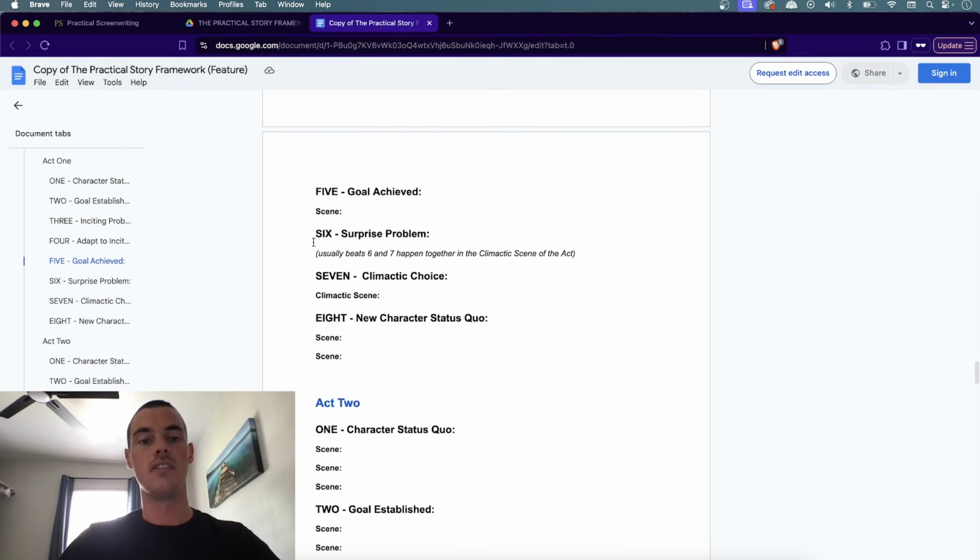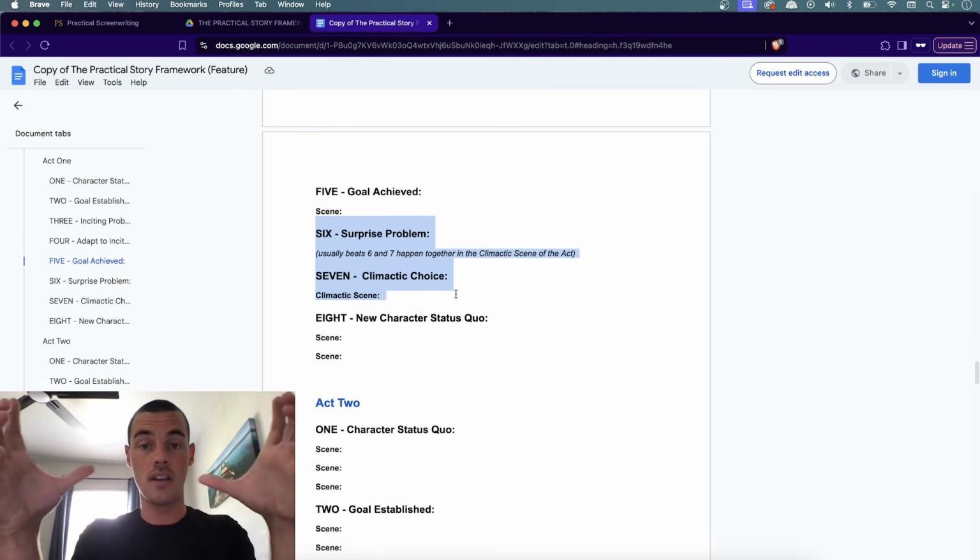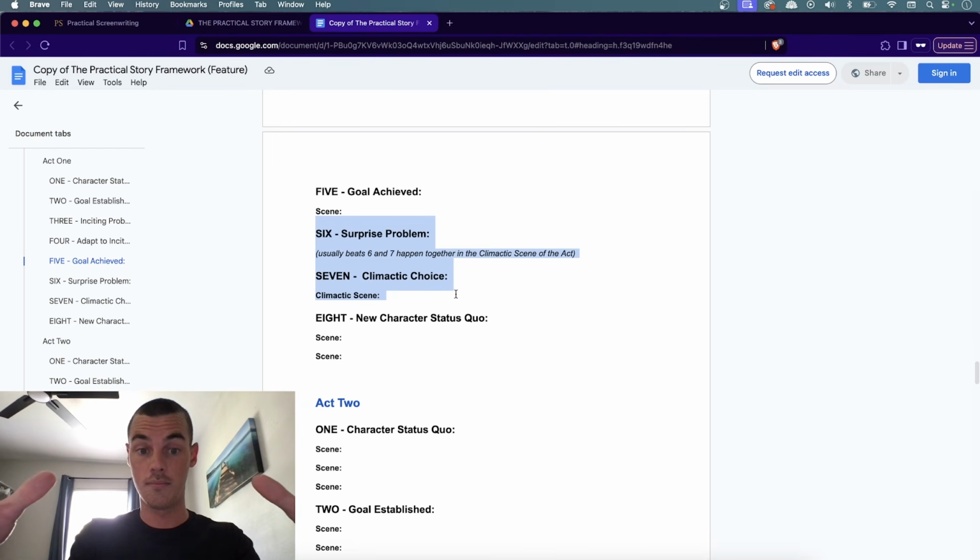Now, the 6, the surprise problem, and the 7, climactic choice, usually happen together in the climactic scene of the act. So these beats are very short comparatively, right? Because it's what makes your climax, right?